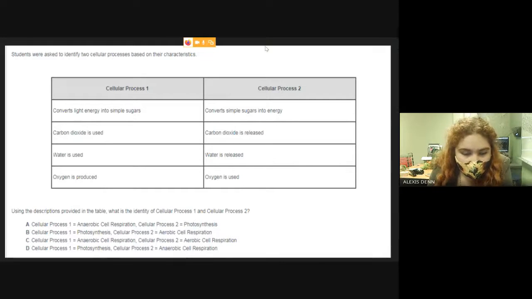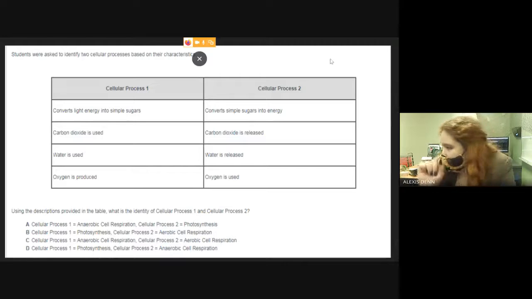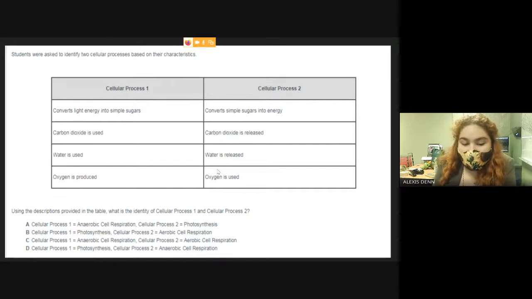Process 1 is photosynthesis. We have to decide if process 2 is aerobic or anaerobic cellular respiration. Aero means oxygen, and an means not or without. Cellular process 2 says oxygen is used. That means it is aerobic cell respiration, or just plain cellular respiration. That's what we call it. There's oxygen, we're just calling it cellular respiration.